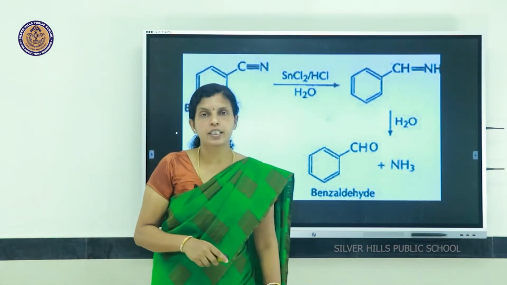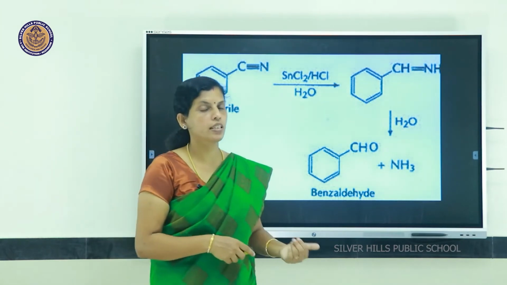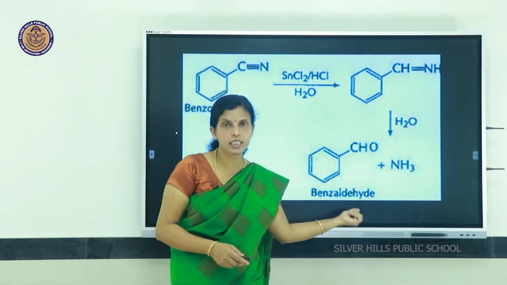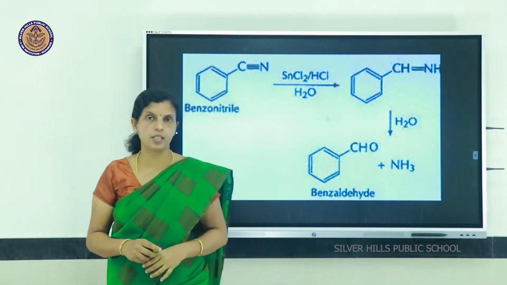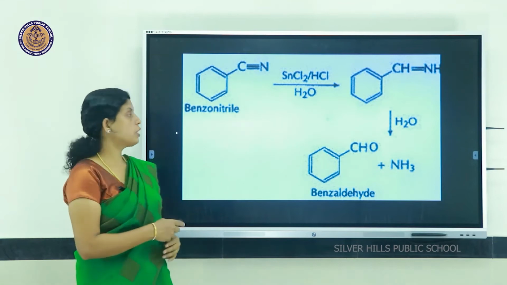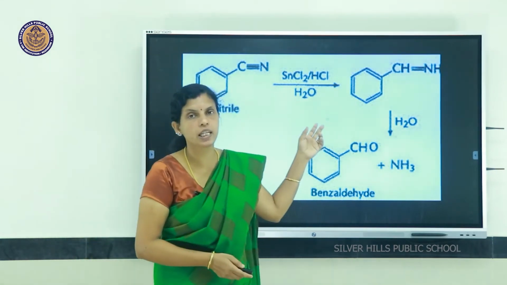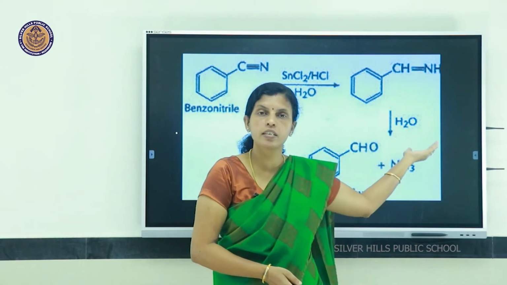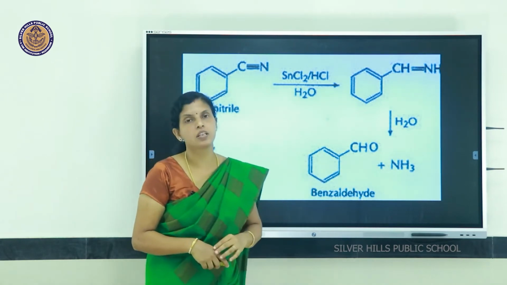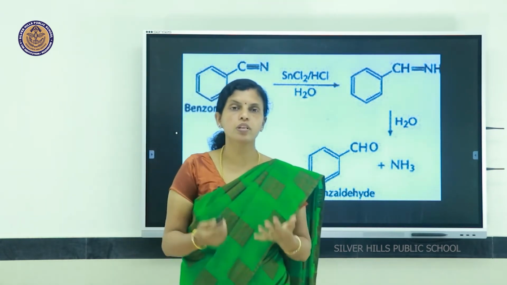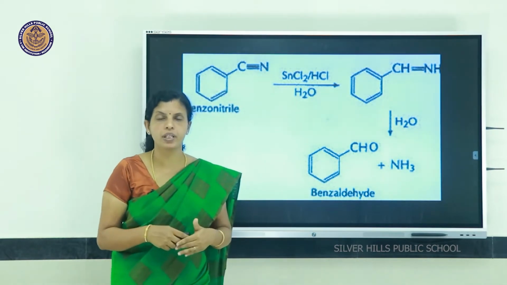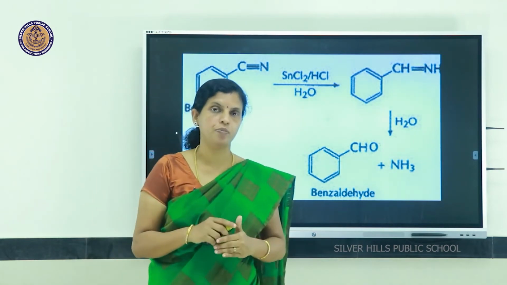And aromatic aldehydes can also be prepared by using the Stephen reaction. Let us consider the preparation of benzaldehyde by using the Stephen reaction. Here the cyanide is benzonitrile, and this benzonitrile, first treated with SnCl2 and HCl, gets converted to an imine, and this imine on further hydrolysis gives the corresponding aldehyde. So both aliphatic aldehydes and aromatic aldehydes can be prepared by using the Stephen reaction.